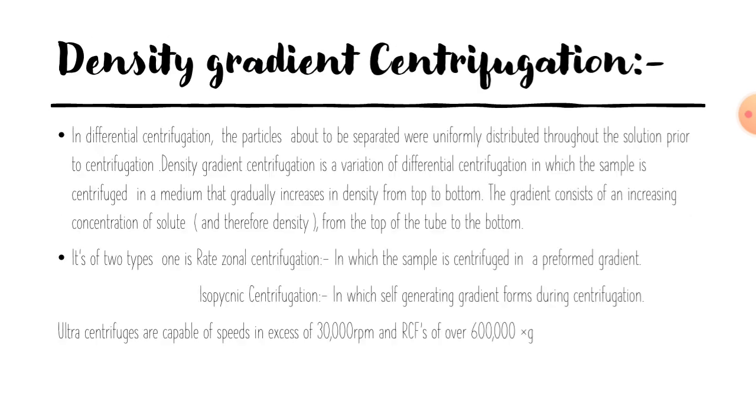In the next video we are going to discuss the second type of centrifugation, density gradient centrifugation, in which the gradient is self-generating during the centrifugation, that is isopycnic centrifugation. After that we are going to discuss equilibrium density gradient centrifugation, where we will separate the DNA molecule with the help of cesium chloride. That is a very famous method we are going to discuss in our upcoming videos, and then we will move on to the last topic of centrifugation, that is ultracentrifugation.